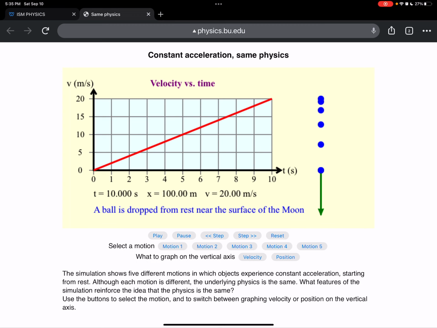It's falling a lot slower on the moon because the rate at which it accelerates near the surface of the moon kind of depends on the mass of the moon and the radius of the moon. Gravity, the force of gravity on objects near the surface of the moon is less than the force of gravity on objects near the surface of the Earth. Okay? Let's look at position.